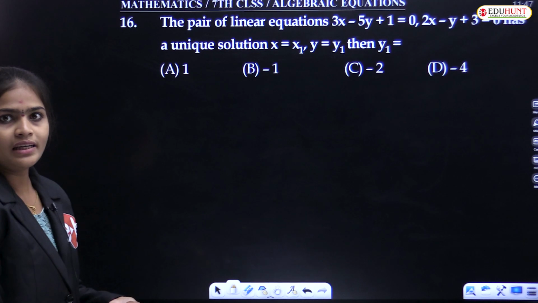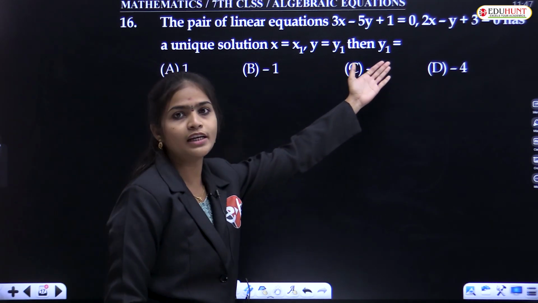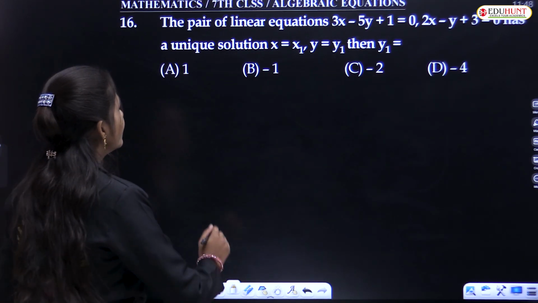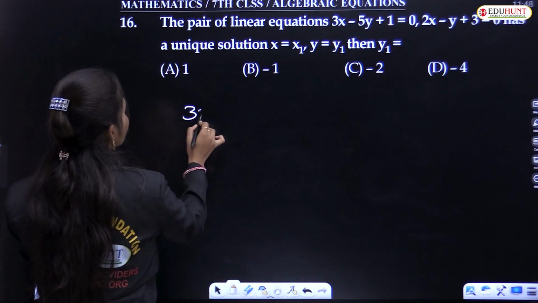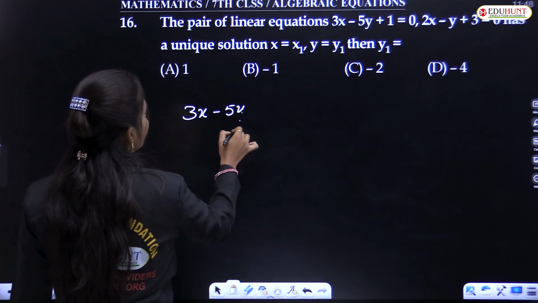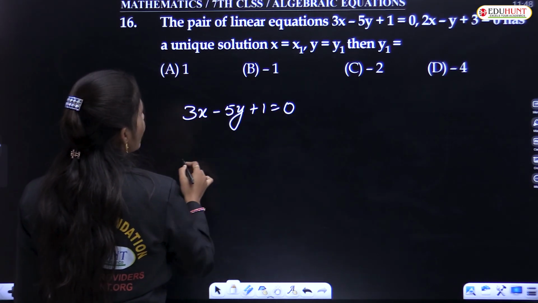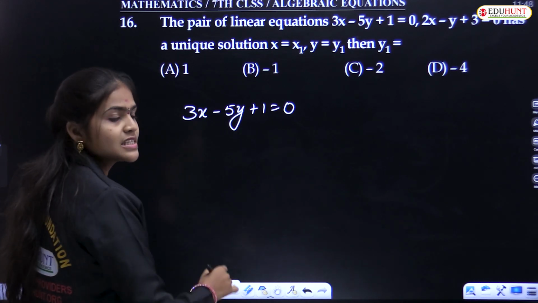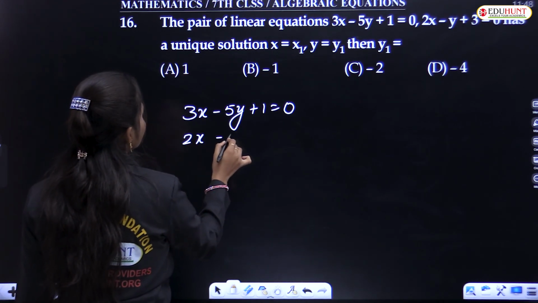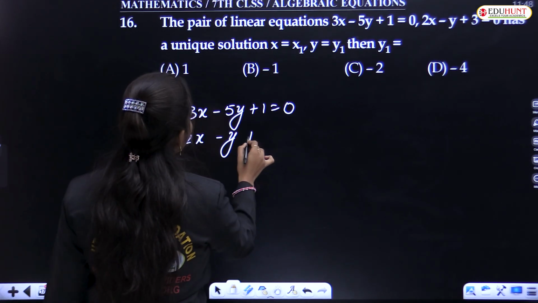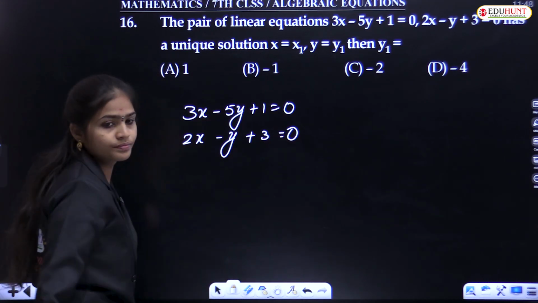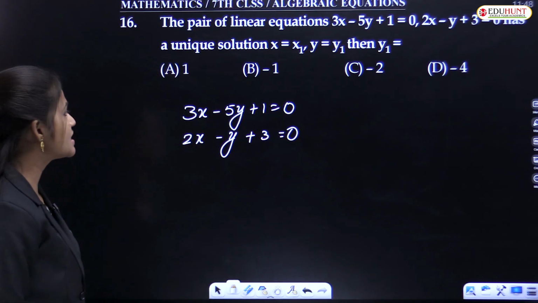This is also the same, but again here they are asking us to find the y value. So what are the given equations here? 3x minus 5y plus 1 is equal to 0, and the second equation is 2x minus y plus 3 is equal to 0.